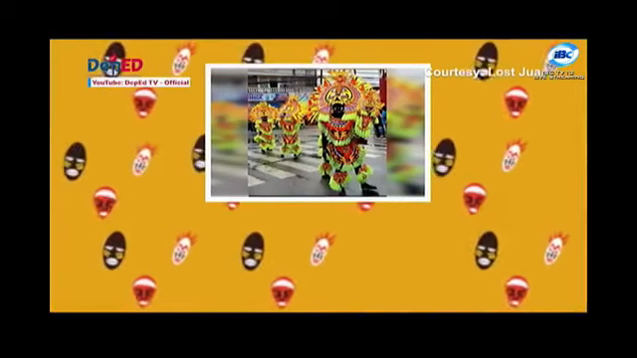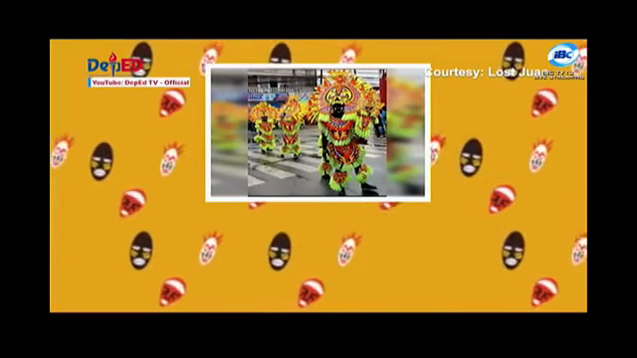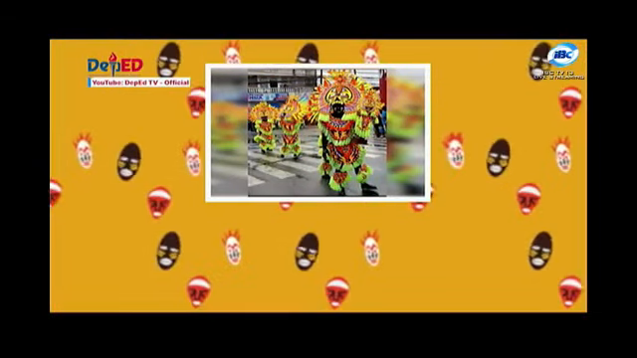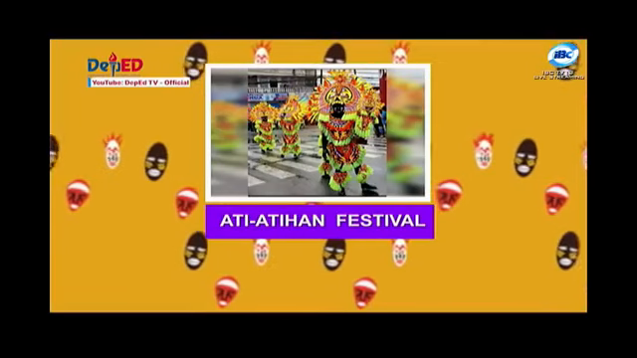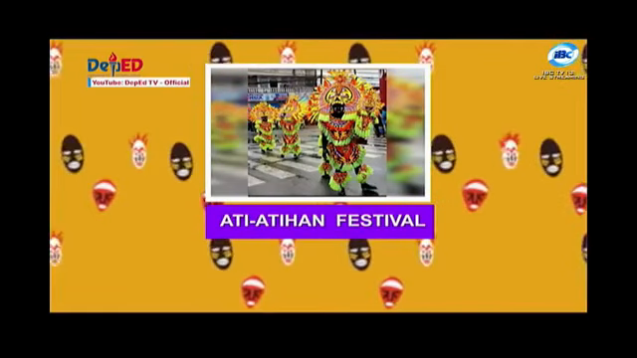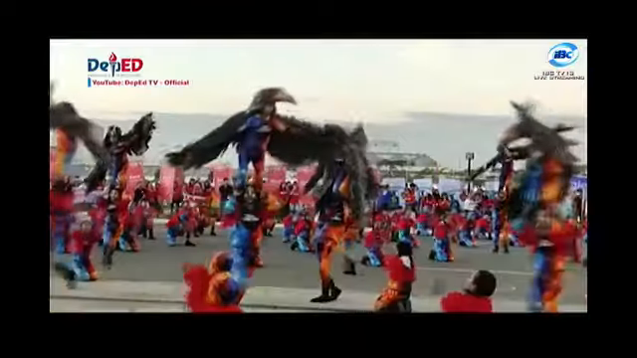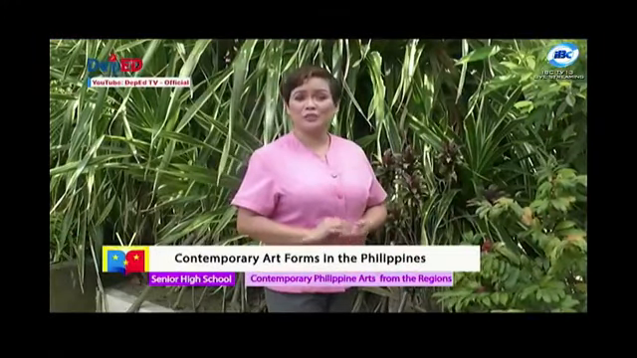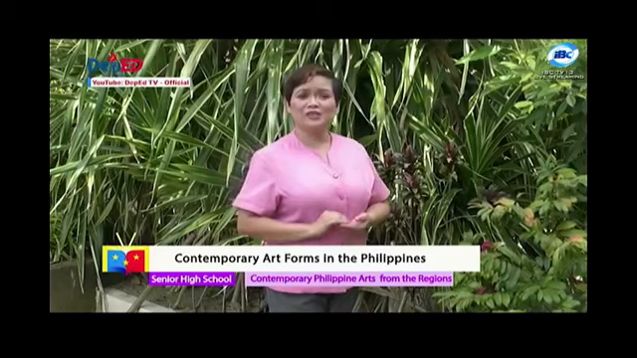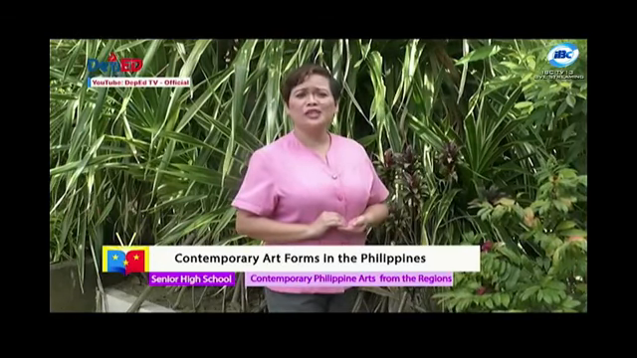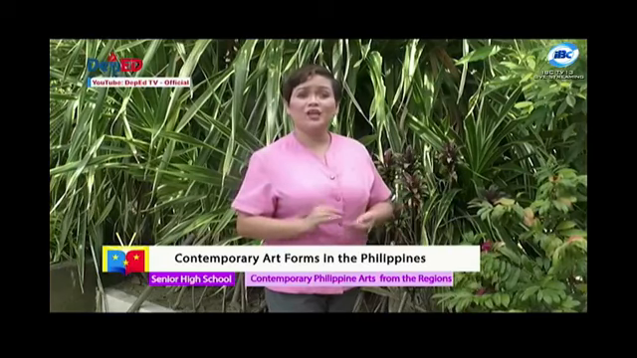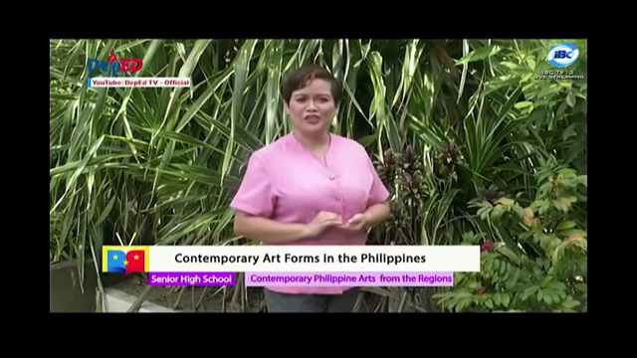What about this photo? If your answer is Ati-Atihan Festival, you are correct. These festivals are examples of the contemporary arts from various regions of the country. We take pride in the types of arts produced and the uniqueness of each artwork, the mark of Filipino ingenuity using available resources in our country, adapting to the changing times.